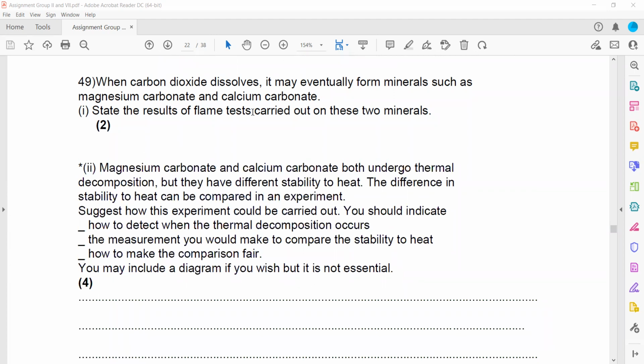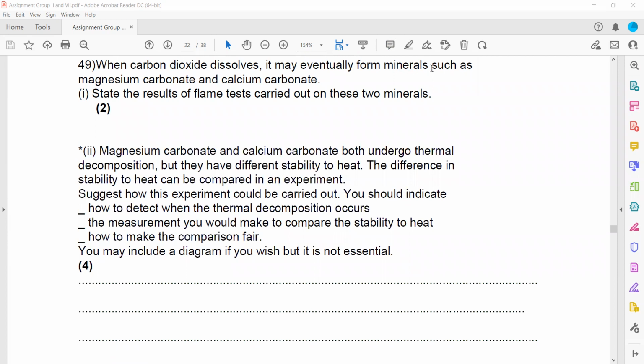When carbon dioxide gas dissolves, it may eventually form a mineral such as magnesium carbonate and calcium carbonate. State the result of a flame test carried out on these minerals. So calcium is a brick red, but for magnesium there will be no visible color change. For calcium you can mention red, brick red, red orange or yellow red is also correct.